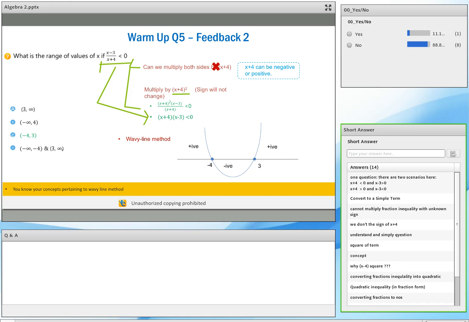Okay, so converting fractional inequality into quadratic, that is a good one. Good. Fractional inequalities, yes, but I would say, converting fractional inequality into a quadratic inequality, that is the process skill. That is the simplification process. That's the detail of that simplification process skill which you need to put in your error log. Okay?